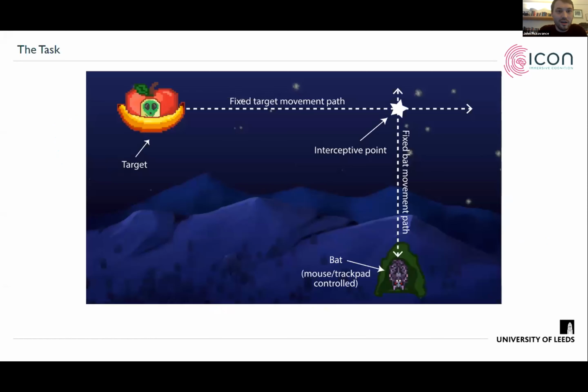This is what the task looks like. We've got a target in the top left-hand corner, an unidentified fruity object. And then, just like in baseball, in the bottom right-hand corner, we've got a bat. And this is controlled by the mouse or trackpad of the user. Unlike in baseball, we fixed the movement path of the target and the bat in the X and Y axes, respectively. This is to allow us to fix the interception point. So we're not concerned about where they're trying to hit it. That's fixed. We can just look at the timing aspects of the movement.